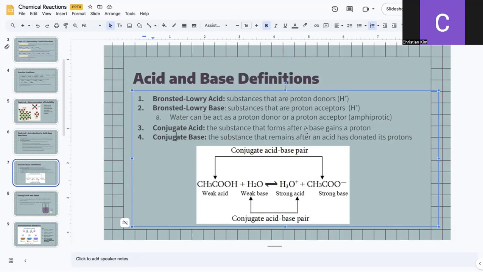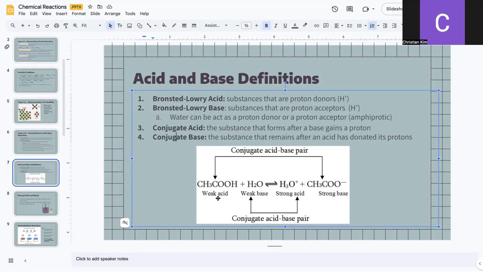The word conjugate is just indicating that it's a product. Same thing with the conjugate acid. If one of your reactants is an acid, that acid will turn into a base, but since that's a product, we'll call it a conjugate base, indicating that it's a product but it's also a base. So then we have a conjugate acid-base pair over here. You might see CH3COOH, which is acetic acid. That will be the weak acid.